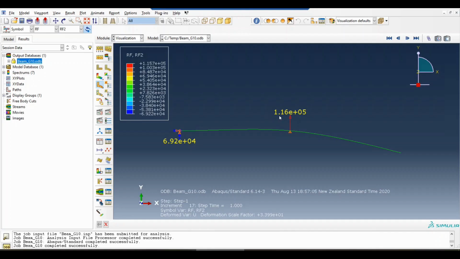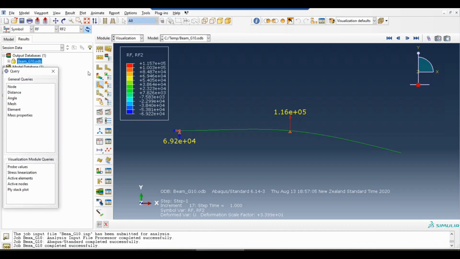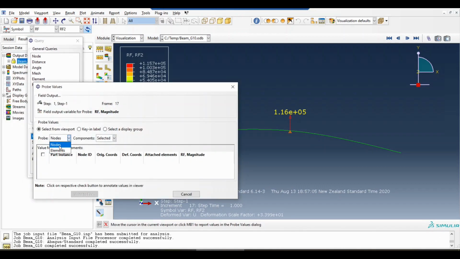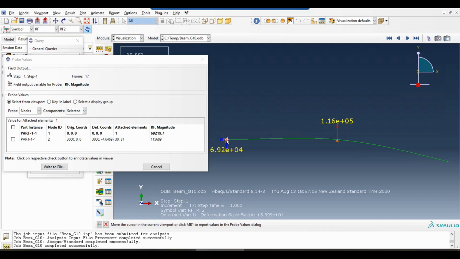These are rounded values. To see the exact value, go to tools, query, and go to prop values. You can select on nodes, and I can select this point right here. You can just click on it. You will see it is 115.7 here, and you can select this end as well, which is 69.2 kilonewtons. Now you won't have any reaction forces elsewhere.